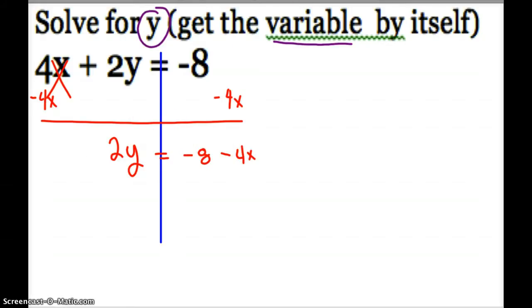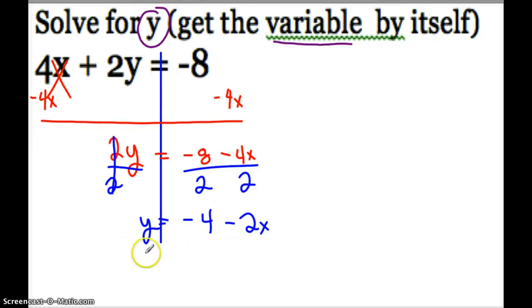Again, I'm only concentrating on the left side. Get rid of the 2 because that's not a y. And I divide this side by 2 because I want to keep it equal. Y equals negative 4 minus 2x. Y is by itself.